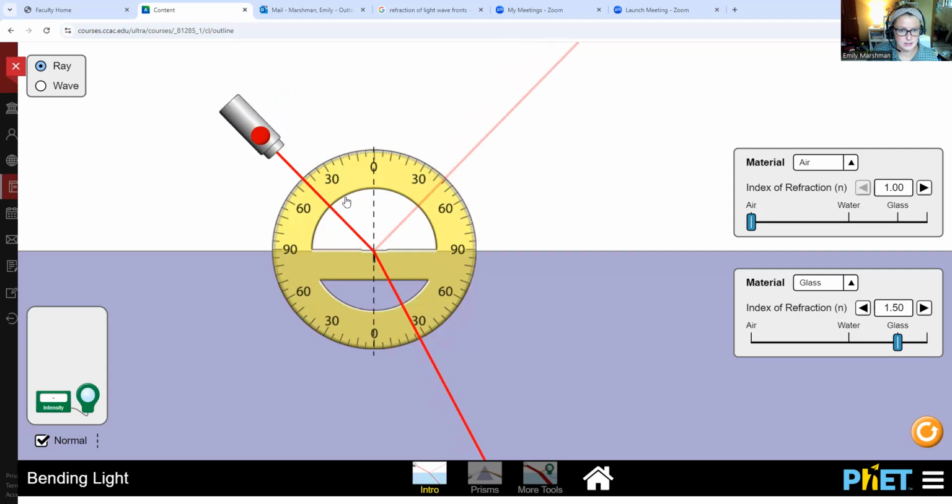So notice that the incoming angle is now set at 45. My outgoing angle is 5, 10, 15, 20, 25, 26. 26.